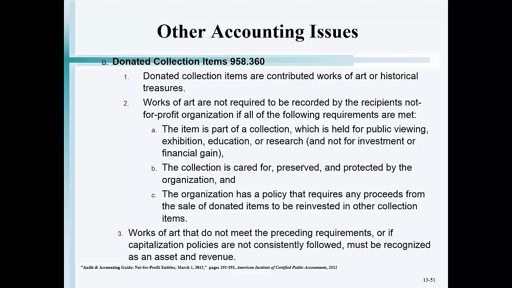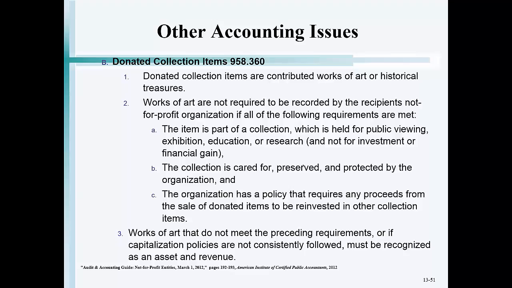Question? They can sell the painting, I suppose. I mean, the donor could have said, you can't sell the painting. You have to hold it forever, right? In which case the contribution would be what? Temporarily restricted, and we would debit, I guess, painting or something. I don't know, or work of art or something. I'm not exactly sure. Historical treasures, however we want to call that out on our financial statements.